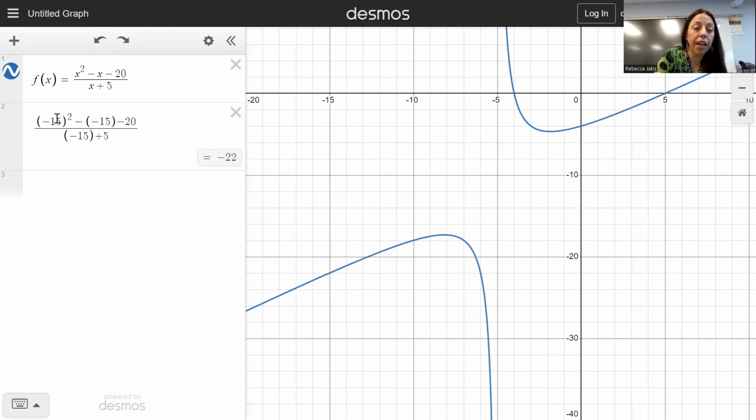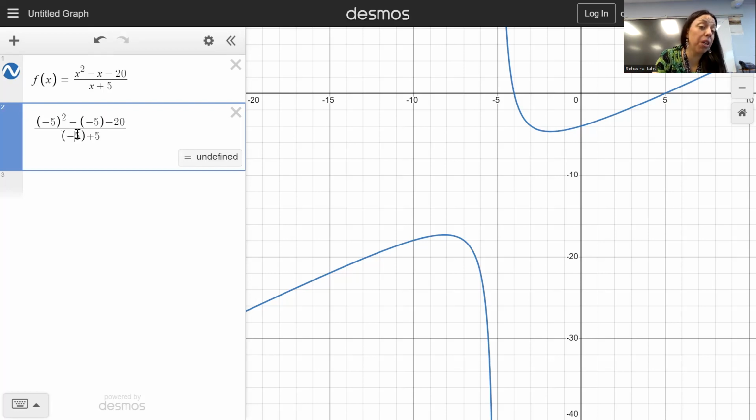If I plug in -5, and this is something you can do anyway, you just realize, oh, if I plug in -5, it tells me undefined. And therefore, this graph is discontinuous at -5. If the graph is discontinuous at -5, there's a couple things, Michaela, I'm going to tell you to do.